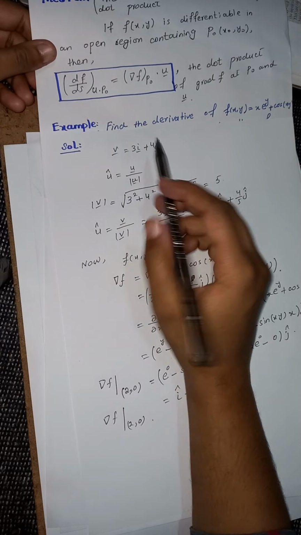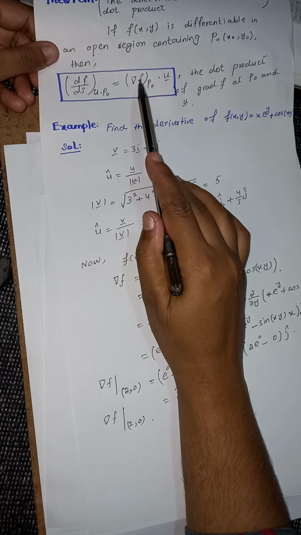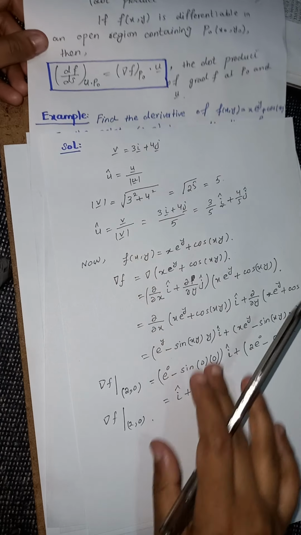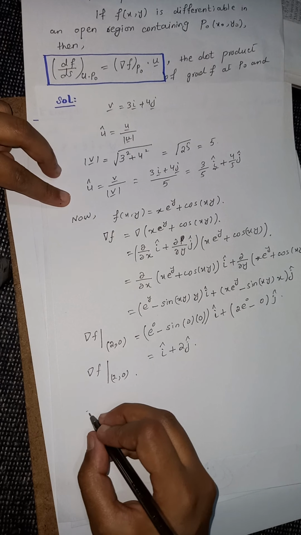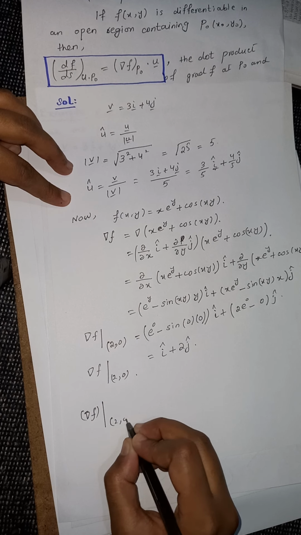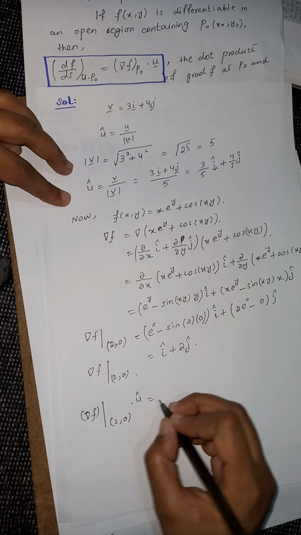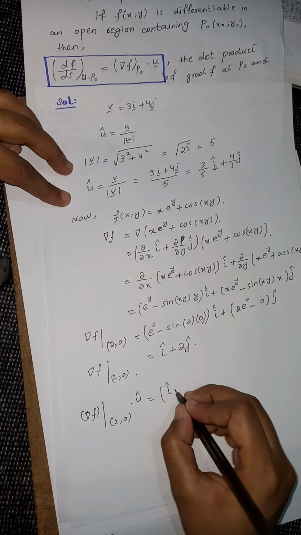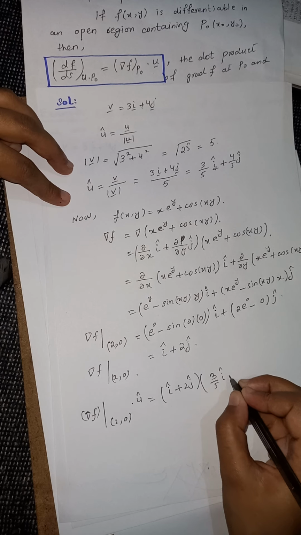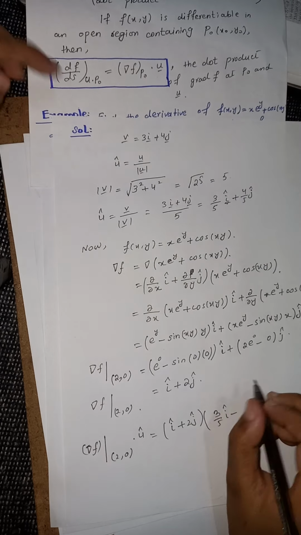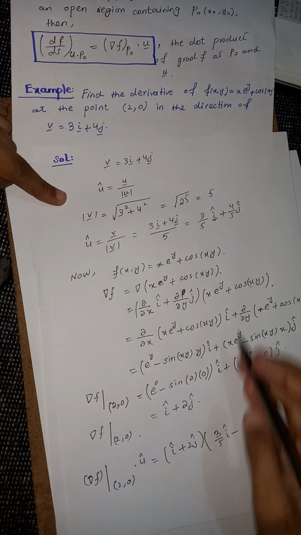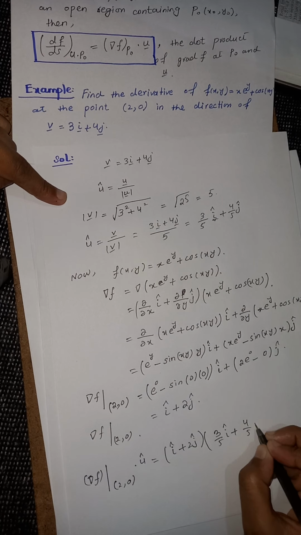Now from the definition, students, you know that you need to apply the dot product of gradient of f at a particular point times u unit vector. Now students, this is our vector, and here I will write gradient of f at particular point (2, 0) times u unit vector, and it is equal to this one, i unit vector plus 2j unit vector into 3 by 5 i unit vector, or let me check my function again. Yes, 3 i unit vector plus 4 j unit vector, and I will get plus 4 by 5 j unit vector.